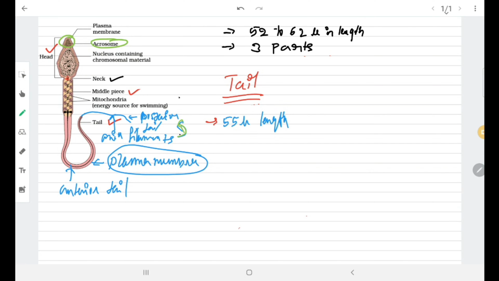So what is the function of the tail? The main function of the tail is locomotion, which is also called swimming. So it swims towards the egg. So this is about the ultrastructure of the sperm.